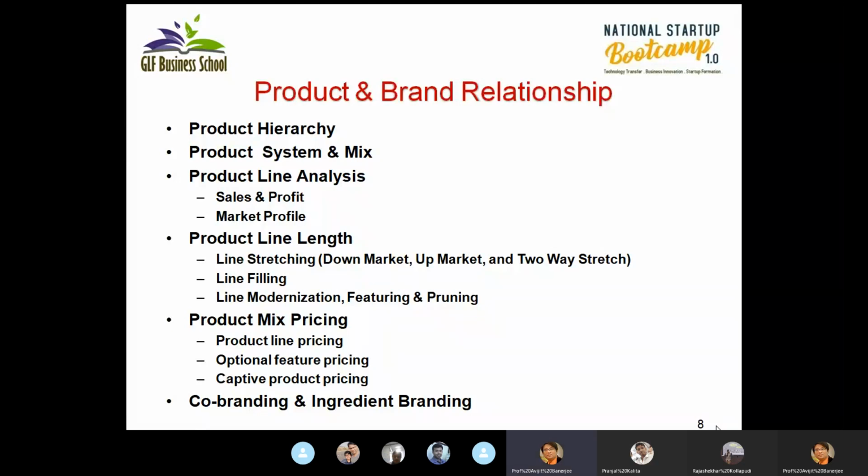The automobile industry is a classic example of these two, where you will find high-end cars. Companies like Toyota have good line stretching and line filling strategy.